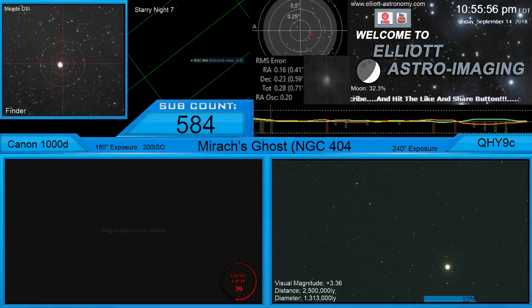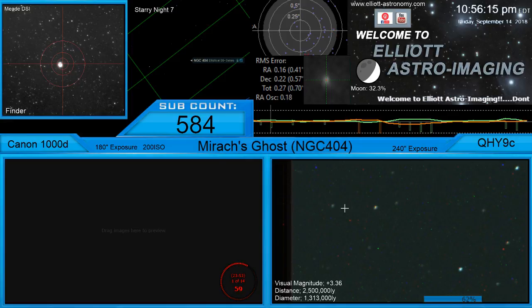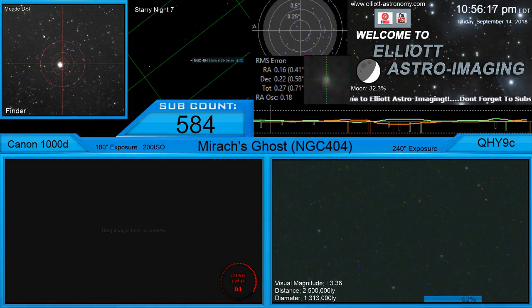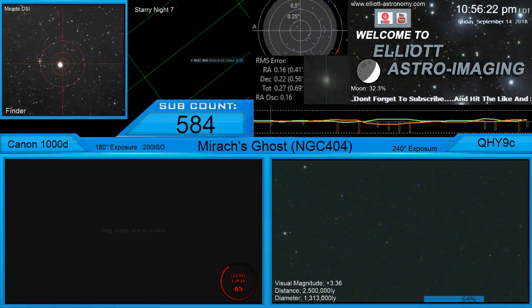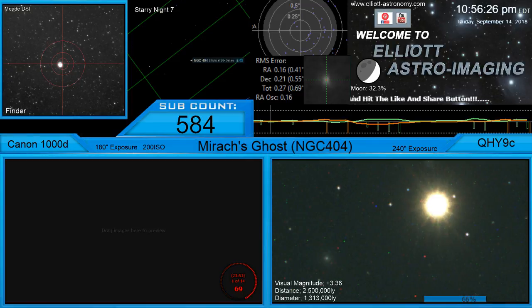So right now I'm going to be getting Mirach's Ghost, is what it's actually called, which is NGC 404. It's a little tiny baby galaxy, and I'm actually going to show you where it is on here. I'm going to zoom it in here, if I can find it. Really right dead center. Yeah, there you go.